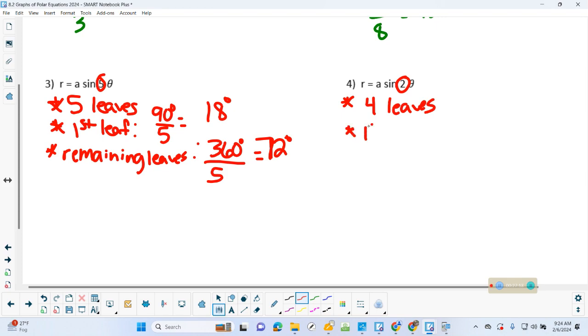You're going to do your first leaf. You're going to do 90 divided by 4. All right, what's 90 divided by 4? 23.5. Or, I'm sorry, 90 divided by 2. You're going to just use your coefficient.